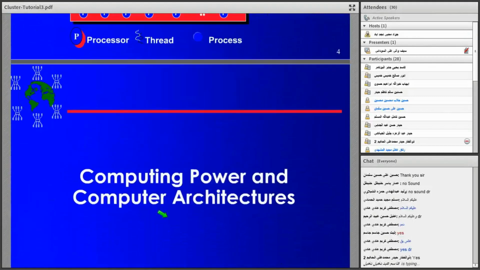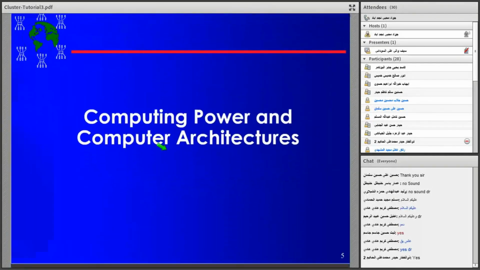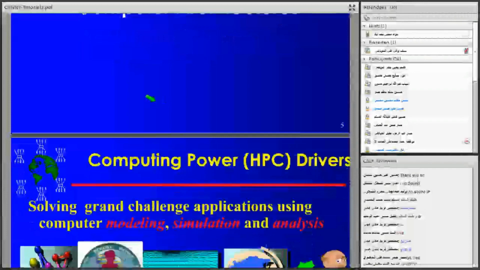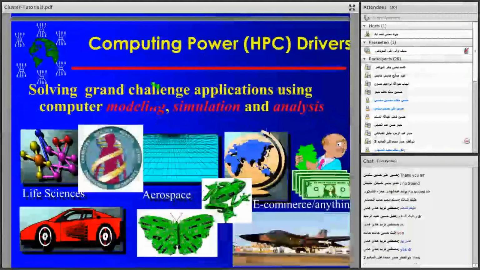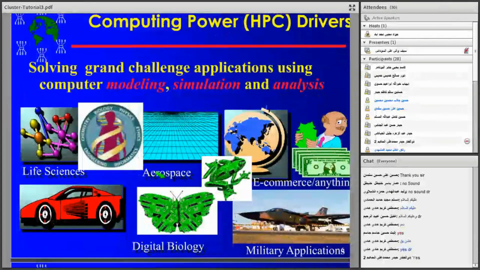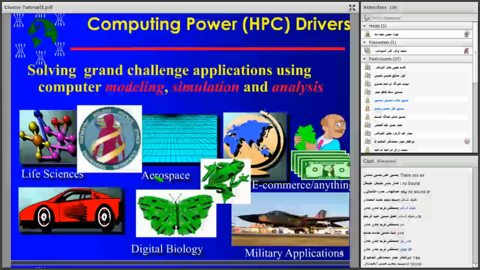Okay, safe. I'm going to talk about the computing power and computer architecture. Some applications are called grand challenge applications.